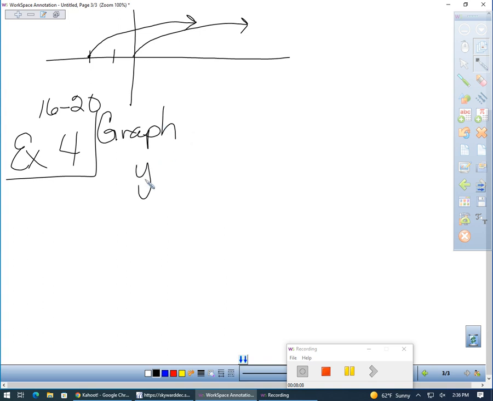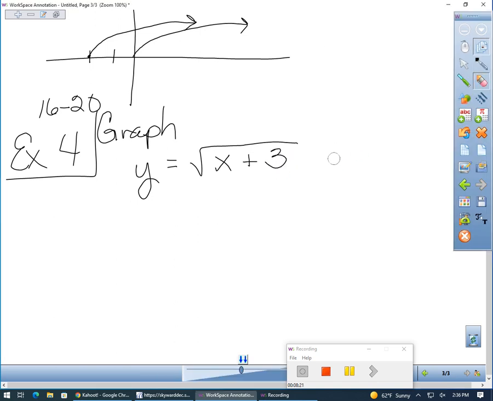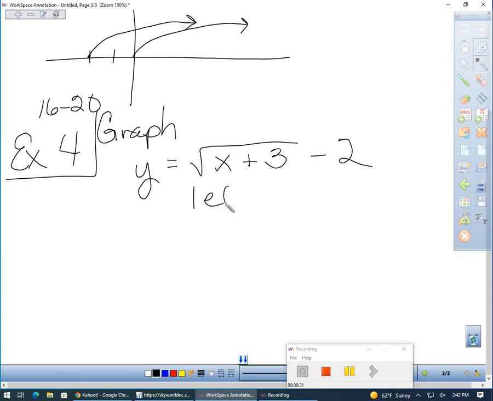Let's say I have y equals the square root of x, let's go with plus 3 and then minus, maybe, minus 2. So what are the two things that are happening here, you guys? Good. Left 3, down 2. Awesome job, Chris.